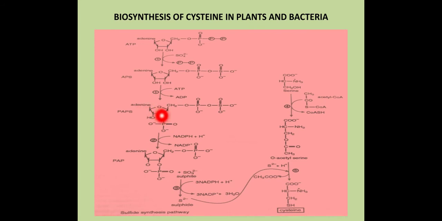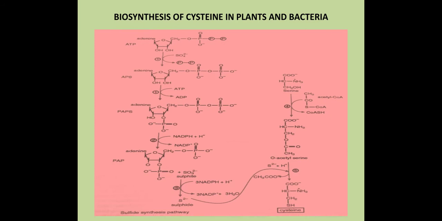The PAPS thus formed is converted to PAP by the enzyme PAP reductase. This enzyme releases the sulfite ion and forms PAP, meaning 3-phosphoadenosine 5-phosphate. NADPH is the reductant of the reaction. The sulfite ion thus produced in this third step is further reduced to sulfide by the enzyme sulfide reductase. This sulfide is then transferred to O-acetylserine, and O-acetylserine then gives rise to cysteine.